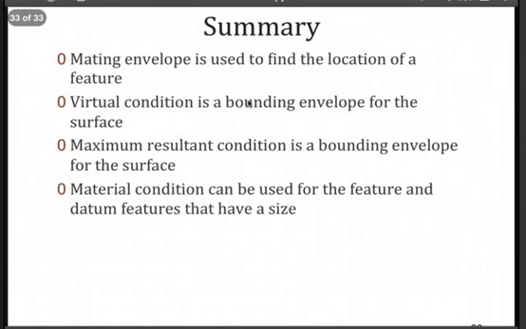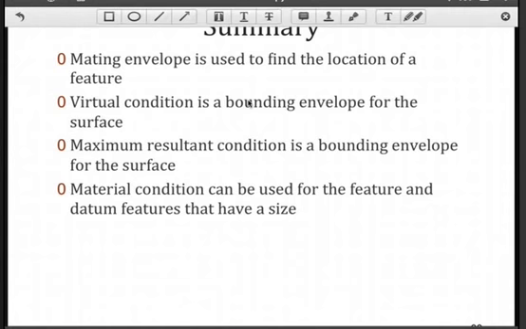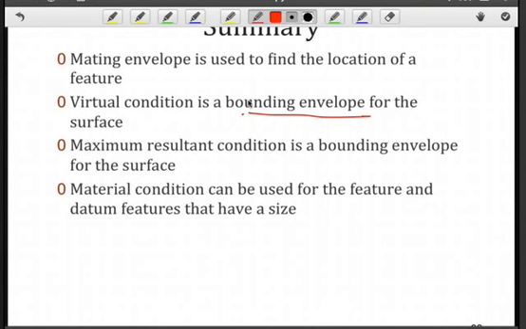Mating envelope is used to find the location of a feature of size, and we've seen that in a number of examples. The virtual condition will be a bounding envelope, and the resultant condition will be a bounding envelope for the surface. So we know the surface is going to lie somewhere in that region, and when we're thinking ahead in terms of our tooling and inspection, we're going to have to accommodate that type of variation. Material condition can be used when we have features of size, either the feature itself or datum features.